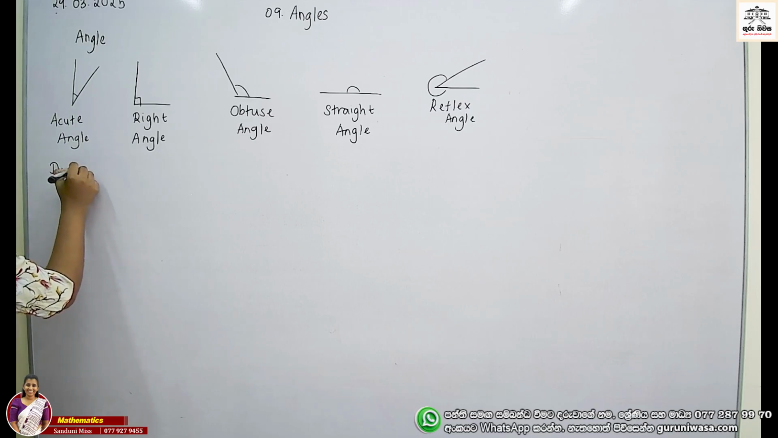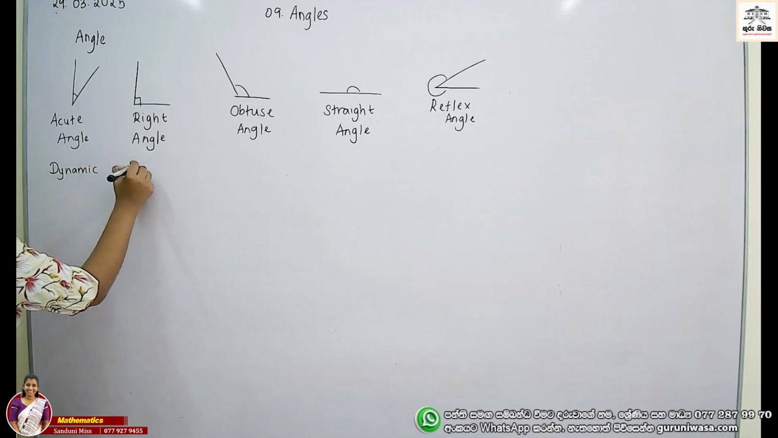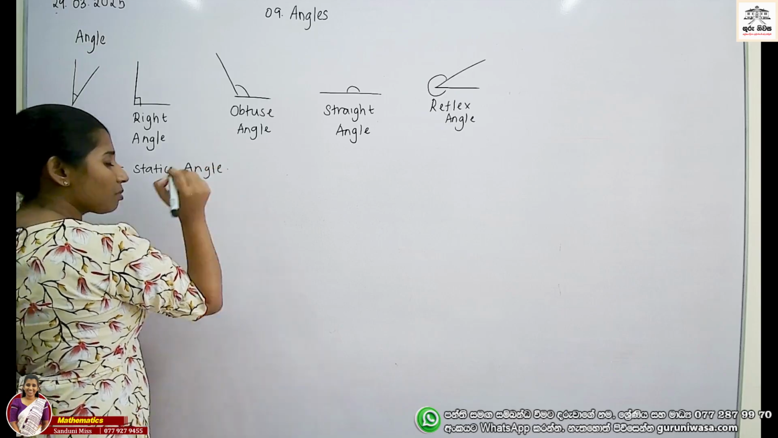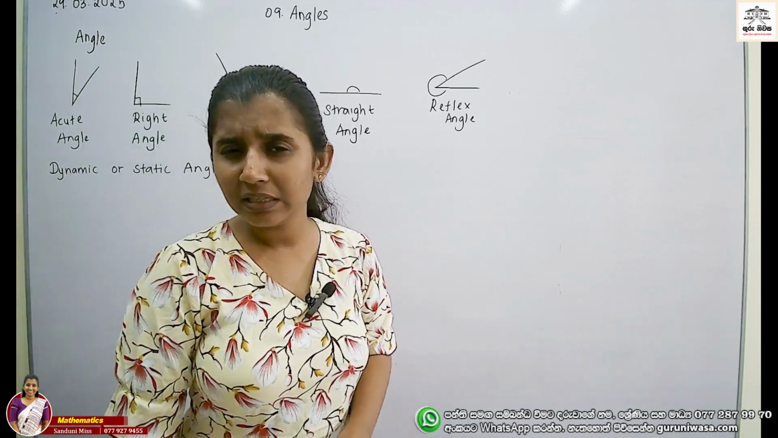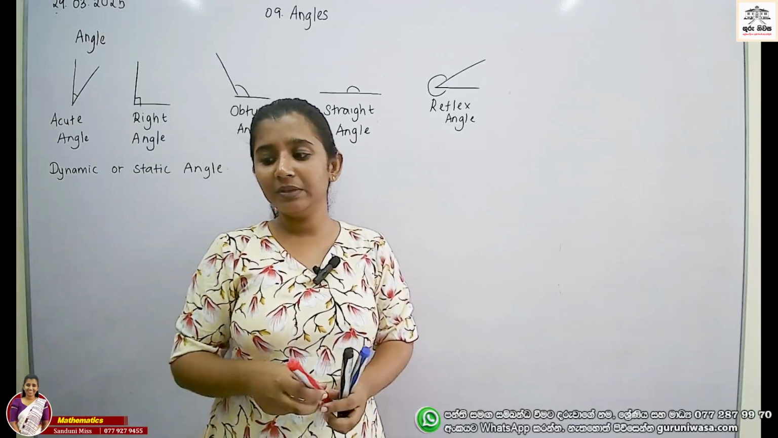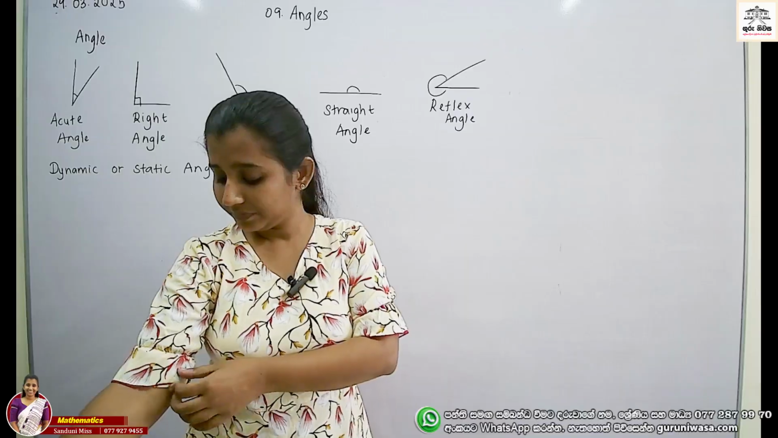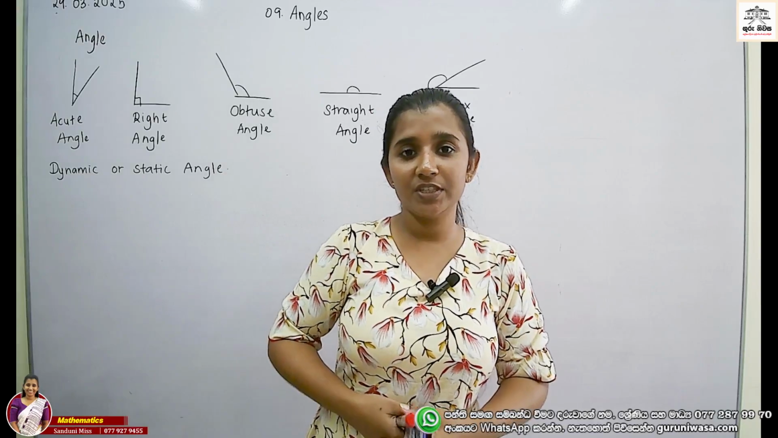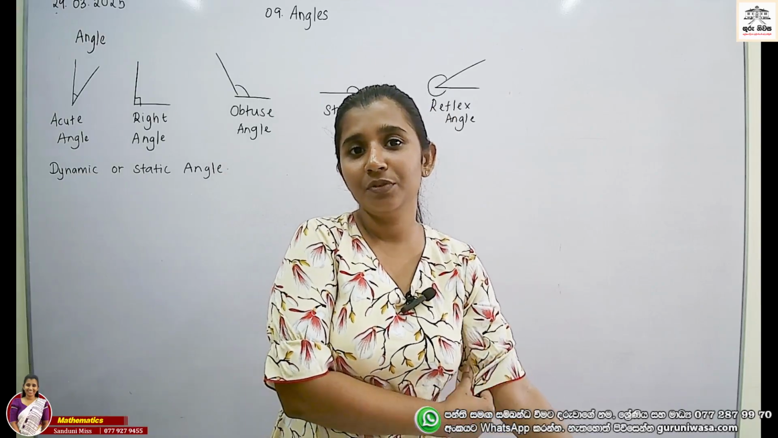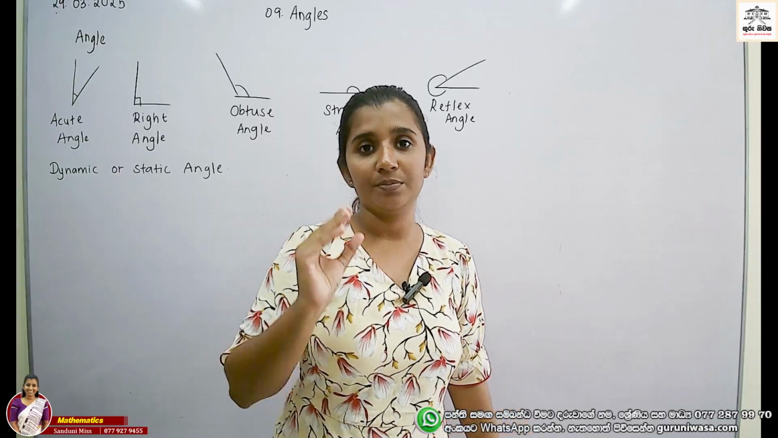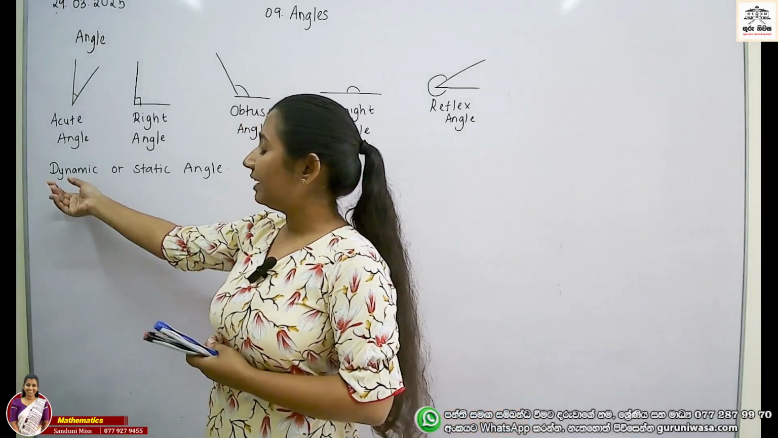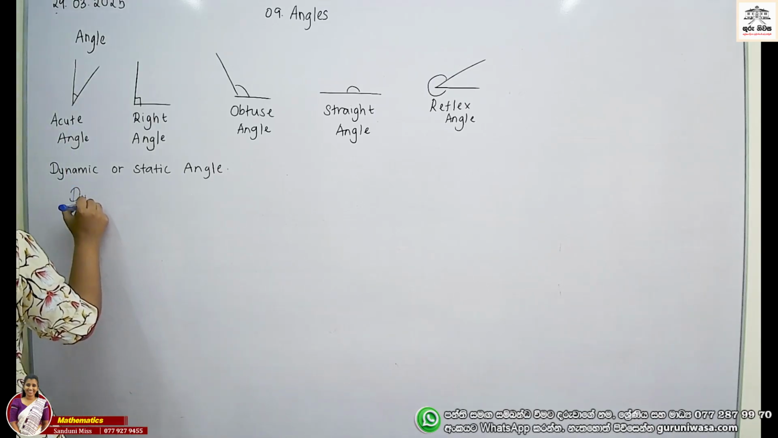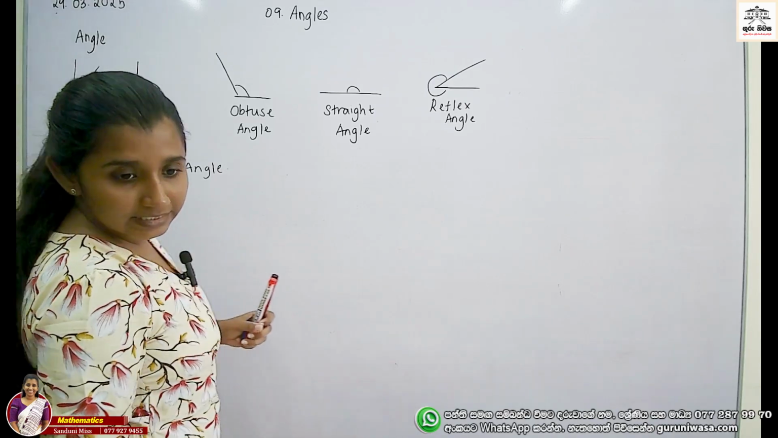dynamic or static angles. What is this dynamic and static? What is the word meaning of dynamic and static? Dynamic is something changing, not uniform. Static means it's uniform. So we have dynamic angles and static angles. First we'll see what are static angles.